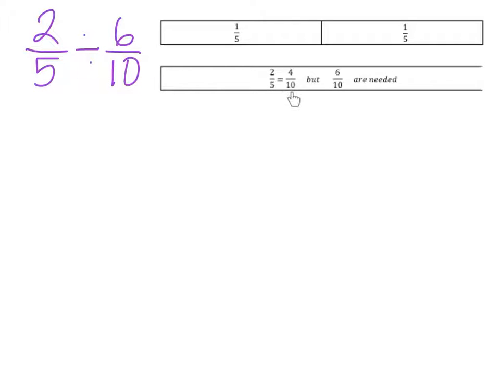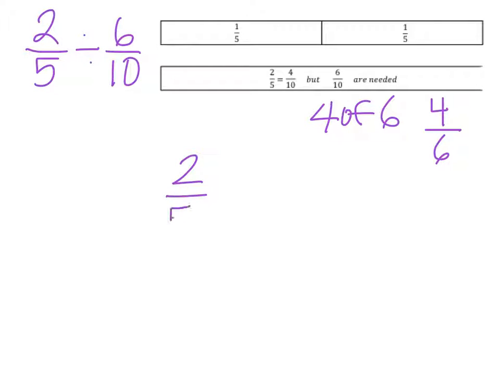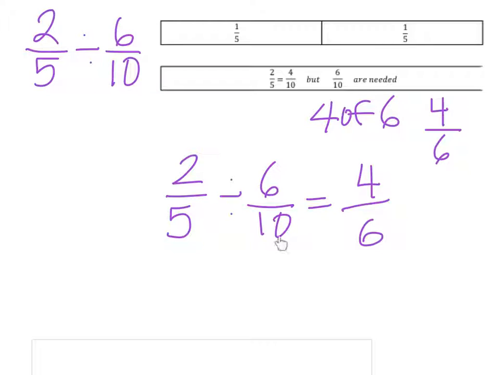So in my 2/5, when I take all 2/5, I only have 4/10, but I need 6/10, and I just don't have that. So my conclusion is that I have 4 of the 6 parts that I need, 6/10. My conclusion then, 2/5 divided by 6/10 is 4/6. I have 4 out of 6 parts that I need, therefore there are 4/6 of a 6/10 that fit into 2/5.